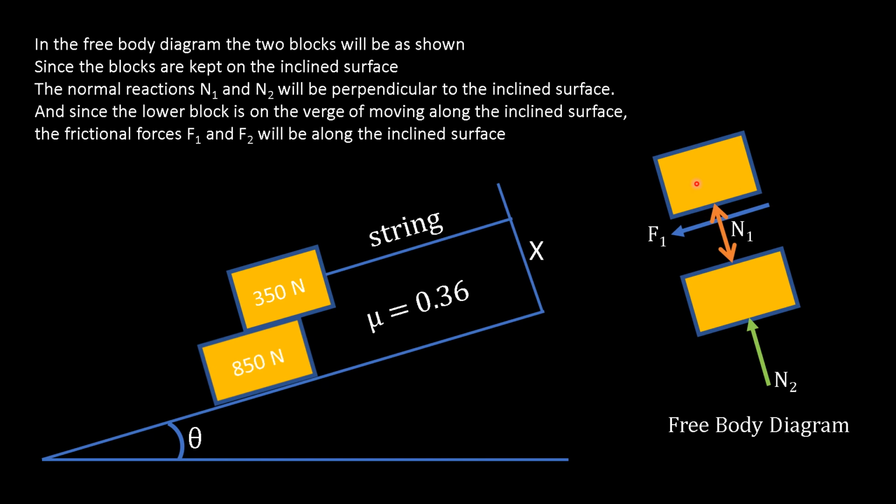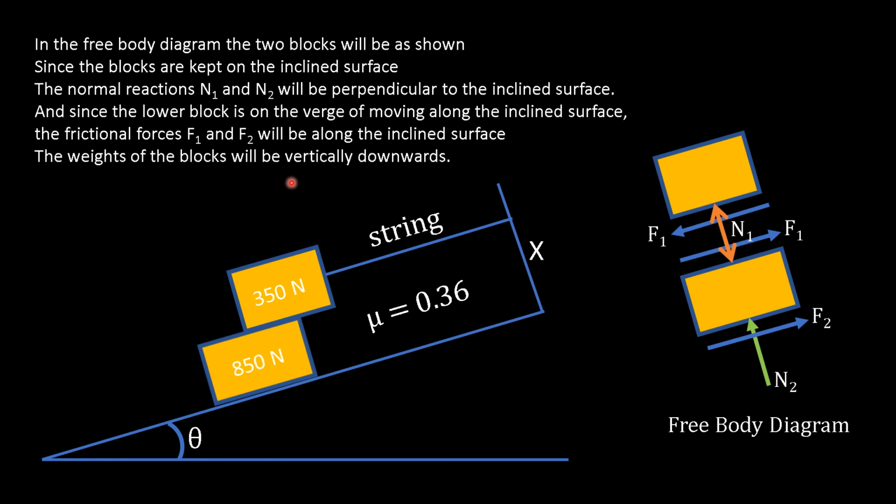Since the upper block is moving towards right with respect to the lower block, the frictional force F1 will be downwards. And since the lower block is moving downwards with respect to the upper block and the inclined surface, the frictional forces F1 and F2 will be rightwards, like this.